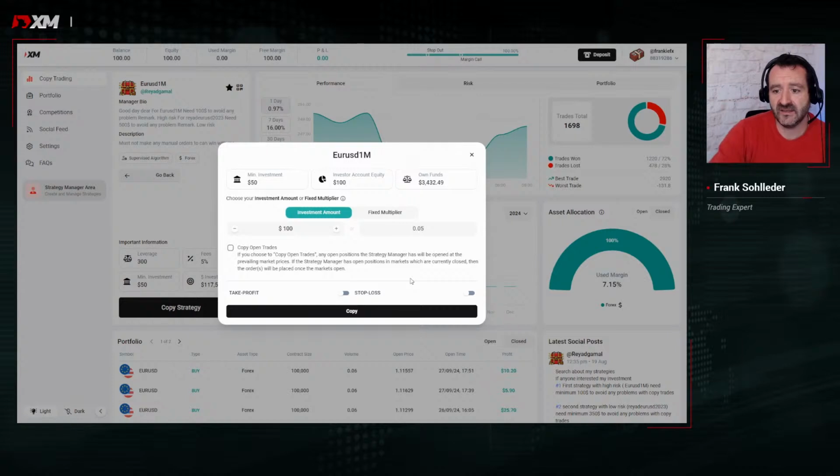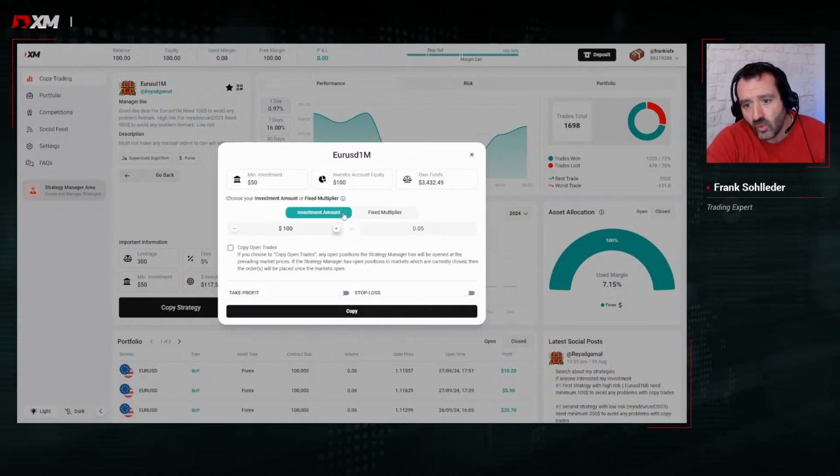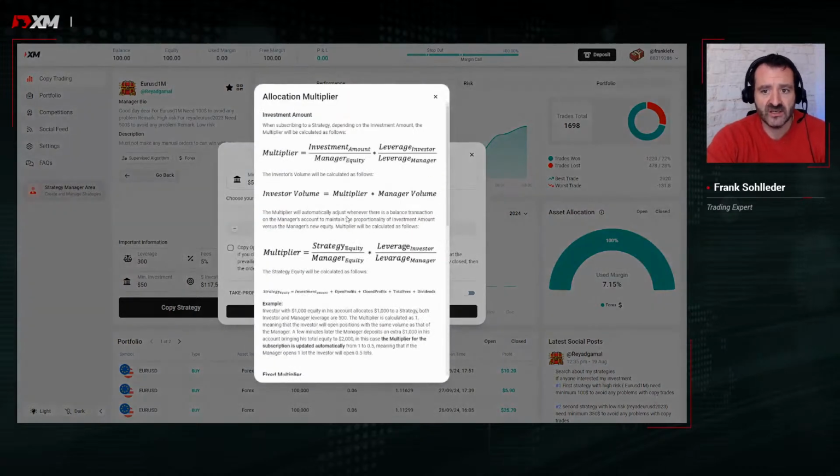So in this perspective, I'm pressing here the copy. But one thing is important. What does it mean here, investment amount? What does it mean, the fixed multiplier account amount? If you want a deeper understanding, press here, this information button.